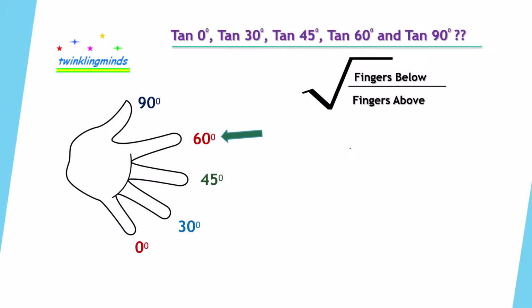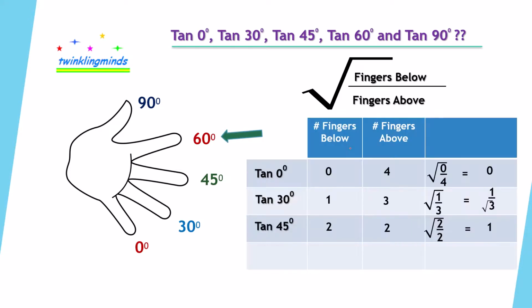And let us move to the next angle, 60 degrees. How many fingers below? 3. 1, 2, 3. And above, 1. So the value will be square root 3 divided by 1. It's square root 3. Tan 60 degrees value is square root 3.